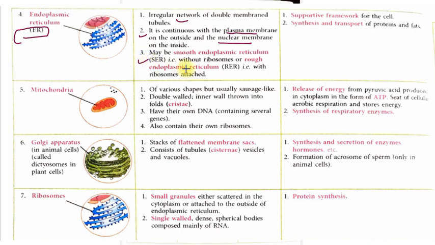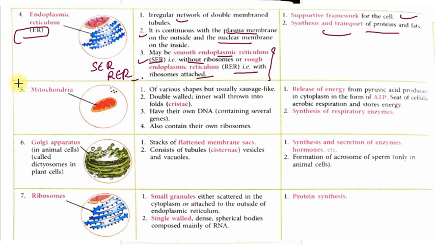So it may be smooth endoplasmic reticulum, which we may call SER. That is, when it is without ribosomes, it is smooth. When it is with ribosomes, it is rough, that is RER, rough endoplasmic reticulum. This is the difference between SER and RER, keep it in mind. So the main functions are, it provides a protein network for the cell, and it helps in synthesis and transport of proteins and fats in the cell.